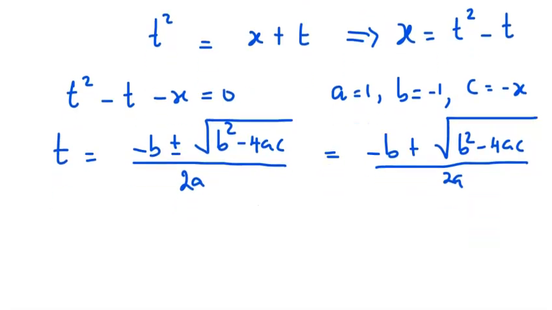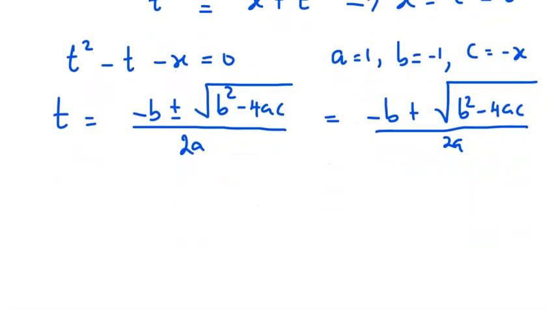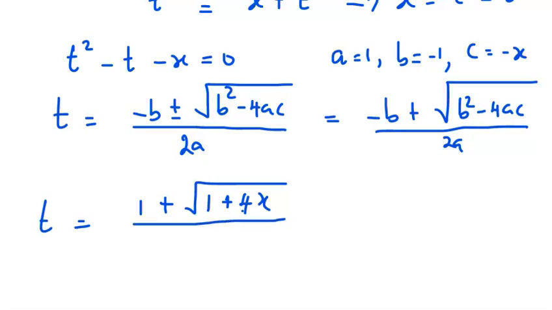Now, making our necessary substitutions. Here, our t is equal to -b, which is going to be 1, plus the square root of b squared, which is -1 squared, which is 1, minus 4ac. 4ac is -4x, so minus 4ac will give us positive 4x, and then divided by 2, right?